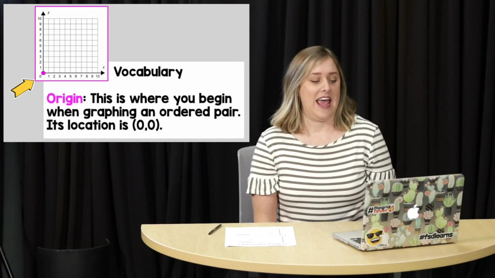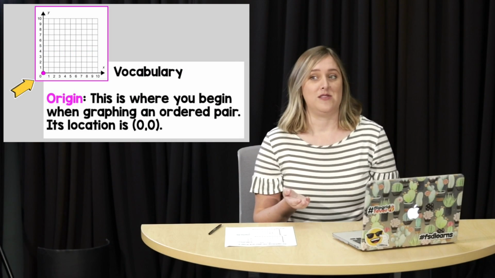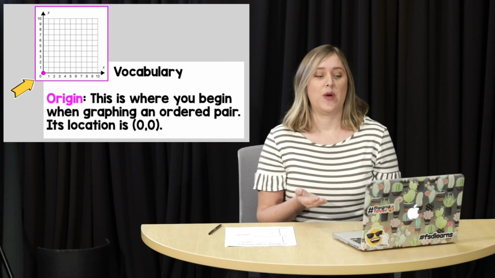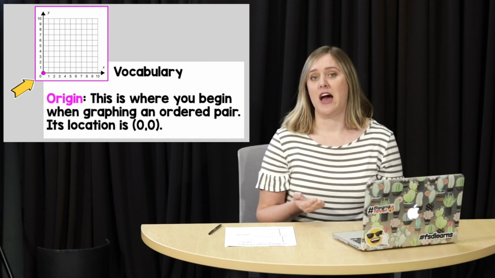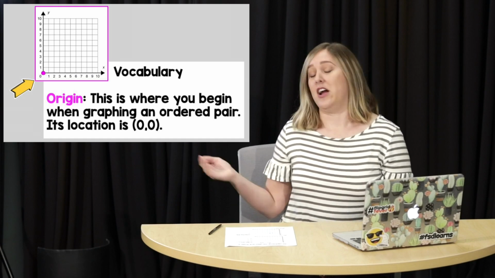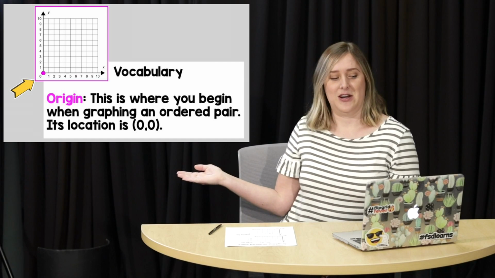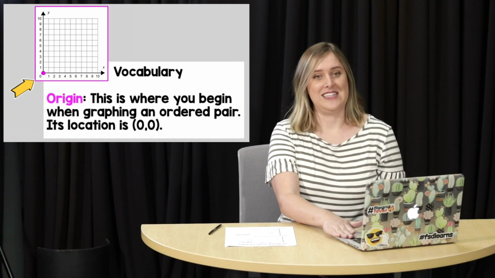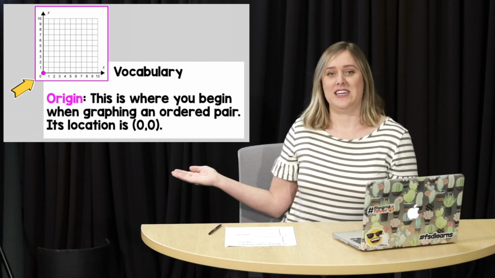Next, we'll talk about an origin. Origin sounds a lot like original, right? And that is where we begin every time we graph an ordered pair. So this is where you begin when graphing an ordered pair, and its location is 0, 0. And you can see that yellow arrow pointing to the origin.